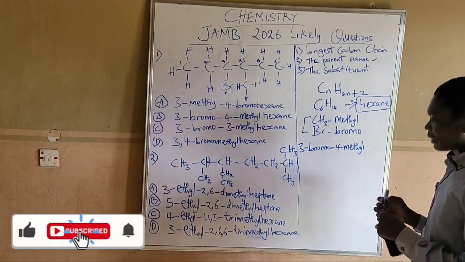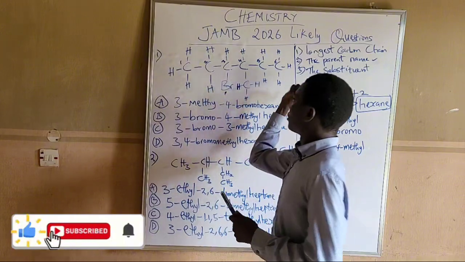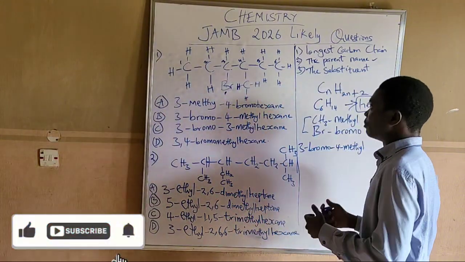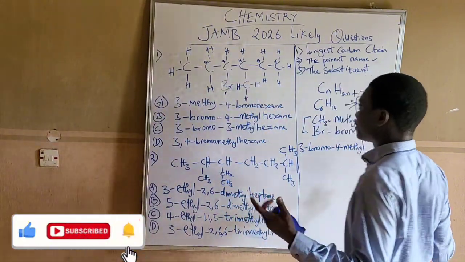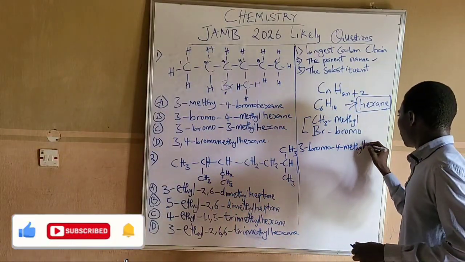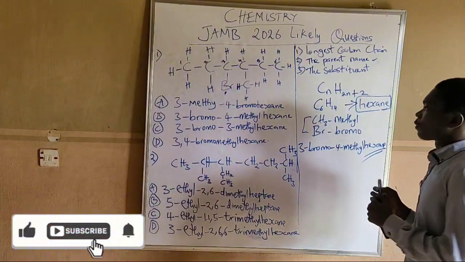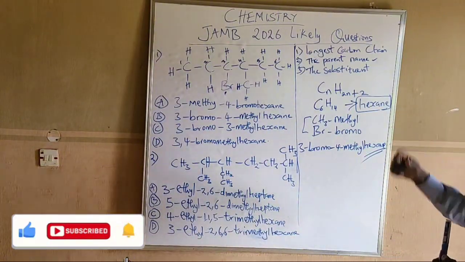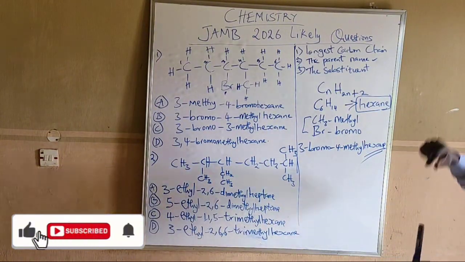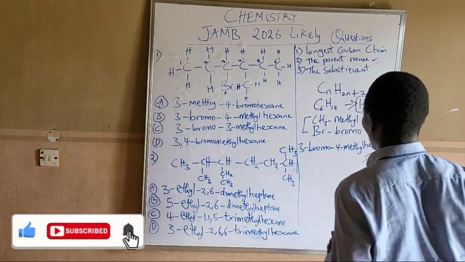3-bromo, 4-methyl. Then, since you are done with the substituents, what is the parent name? Add the parent name. That's the next thing to do. The parent name is azane. Azane. And that is our answer to that. Which option best describes this? You can say that option B is the correct answer.